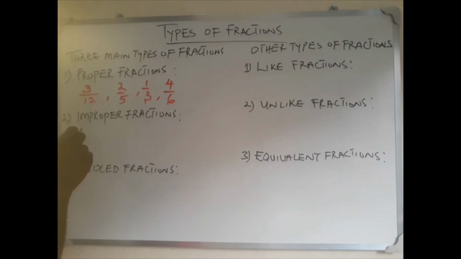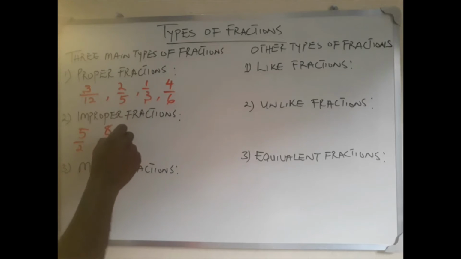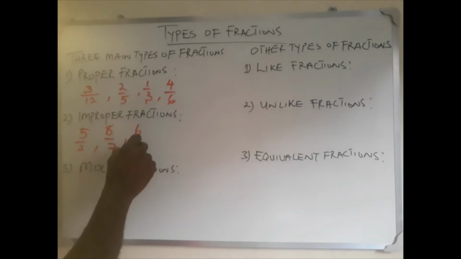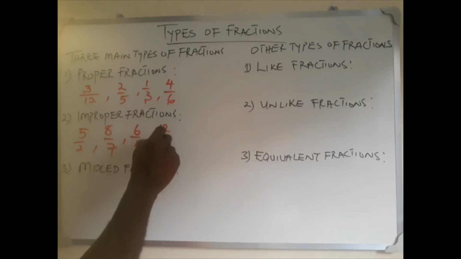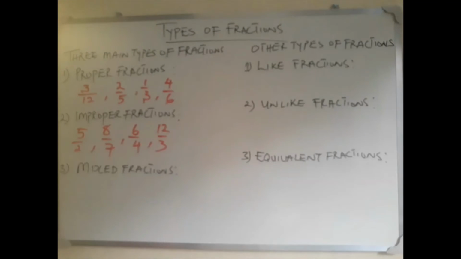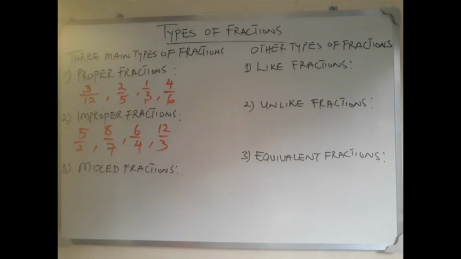We have more examples: 5 over 2, 8 over 7, 6 over 4, or 12 over 3. You can see in these examples that the numerators are greater than their denominators, and that's what makes them improper fractions.